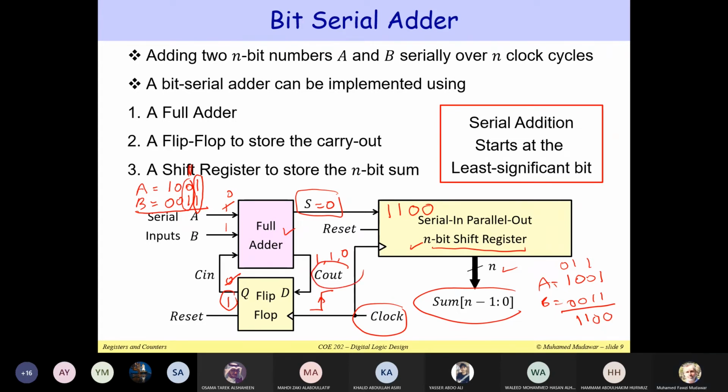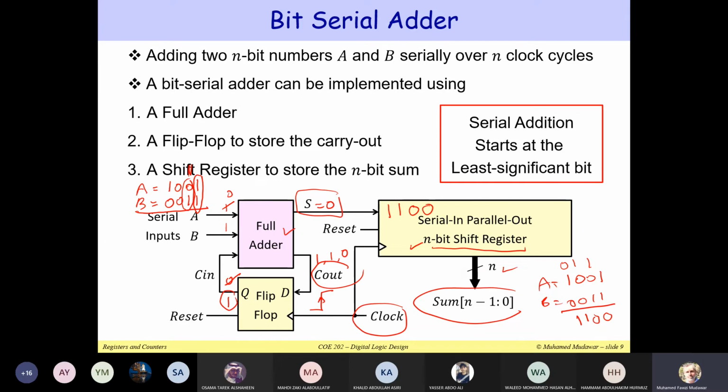So initially you reset, and then you start the addition bit by bit. This is why it's called a bit serial adder. This is not really efficient. It is slow because you have to do the addition 1 bit at a time. I'm just showing you how this addition can be done 1 bit at a time using a sequential circuit.